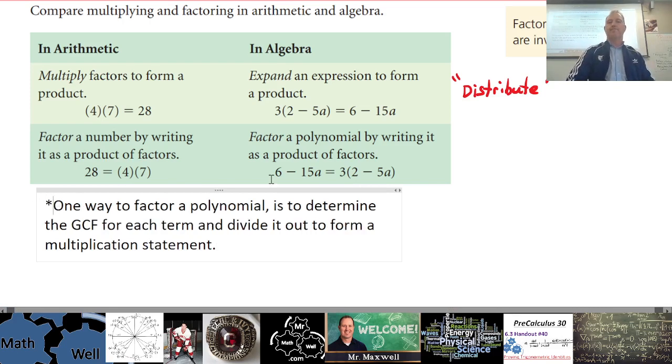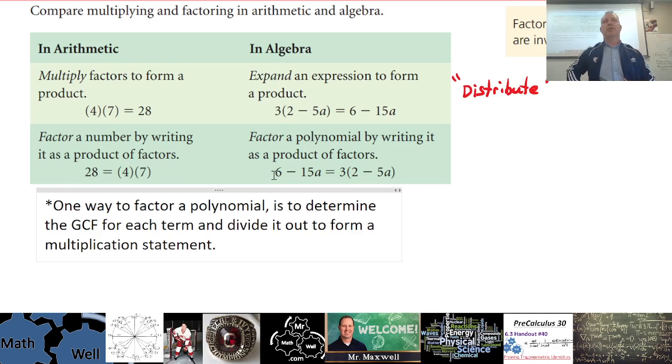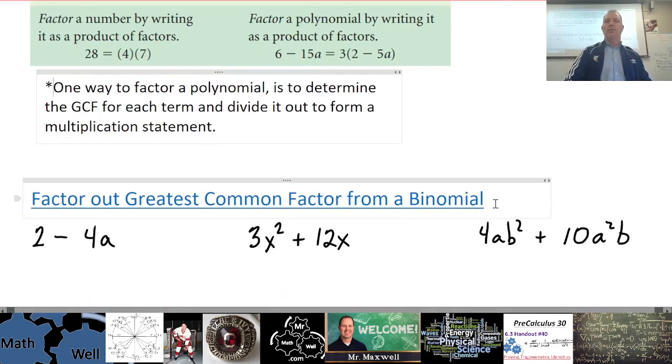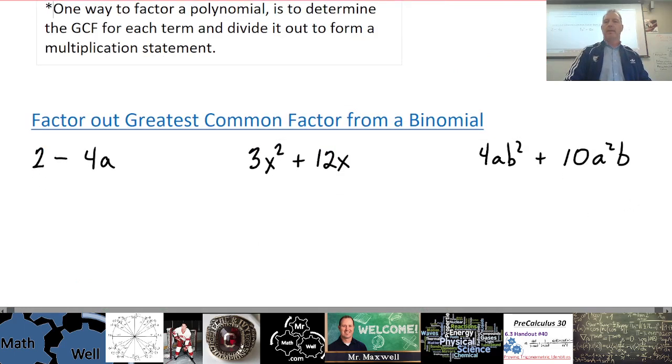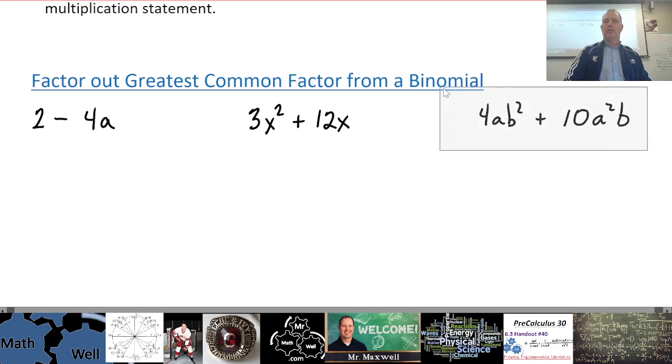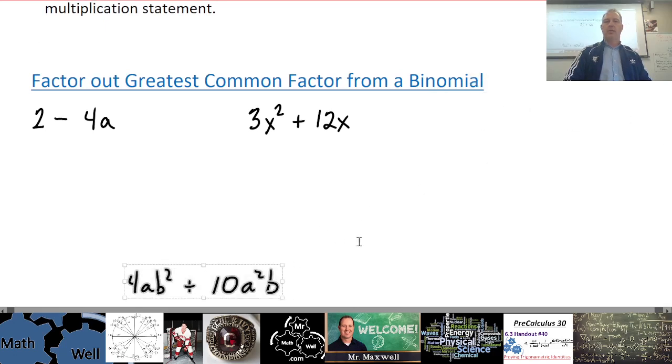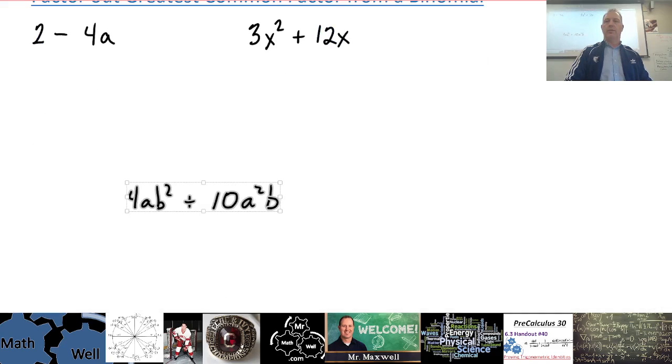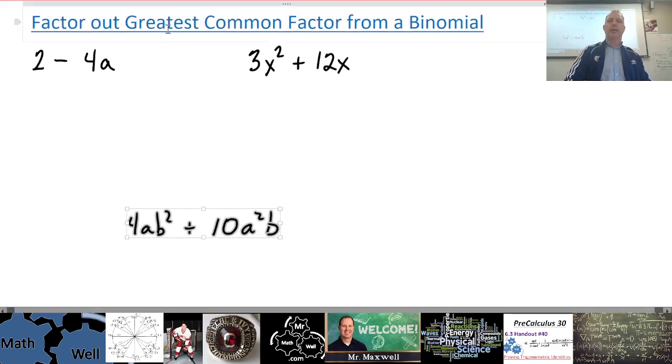So if factoring is breaking a number or an expression, like 6 minus 15a, up into two things that you can multiply together, the first thing you're going to do is look for a greatest common factor. Because if there's one number or one term that you can pull out of everything, that's the first step of factoring. So we are going to do that with these 3 examples right here. Okay, so we are going to factor out the greatest common factor from a binomial.